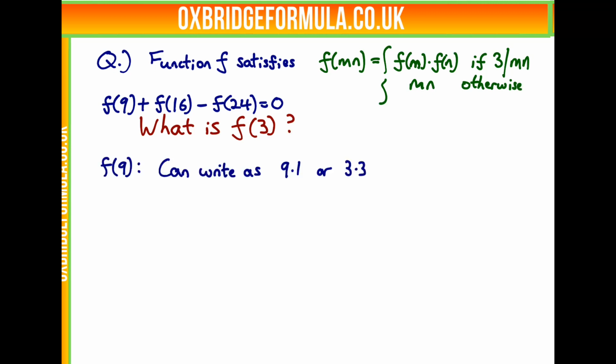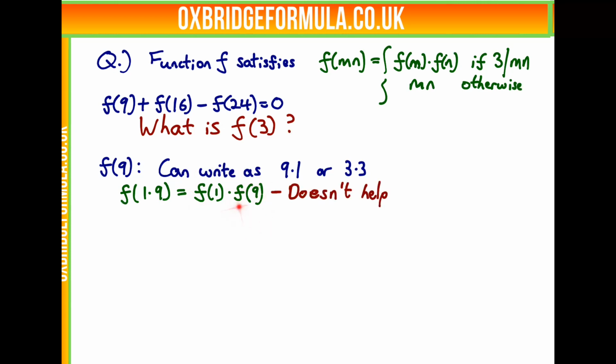We can write f of 9 as either 9 times 1 or 3 times 3, and we can try and use this property to maybe break down 9 into some smaller numbers, which is what we're looking for because we want f of 3. So do we choose 9 times 1 or 3 times 3? Well, let's try both. If we choose 9 times 1, f of 1 times 9 is f of 1 times f of 9. This is because 9 is a multiple of 3, and this gives us exactly f of 1 times f of 9. Is this helpful?